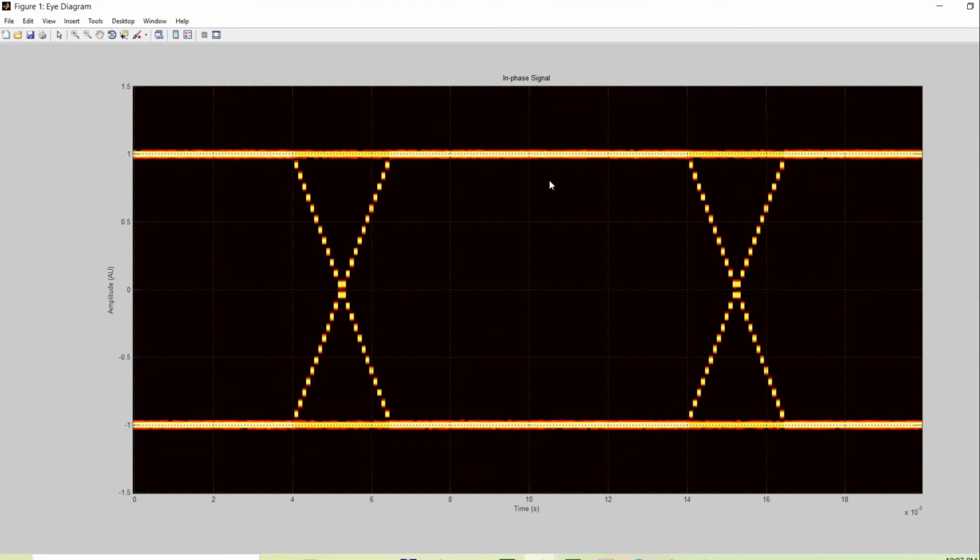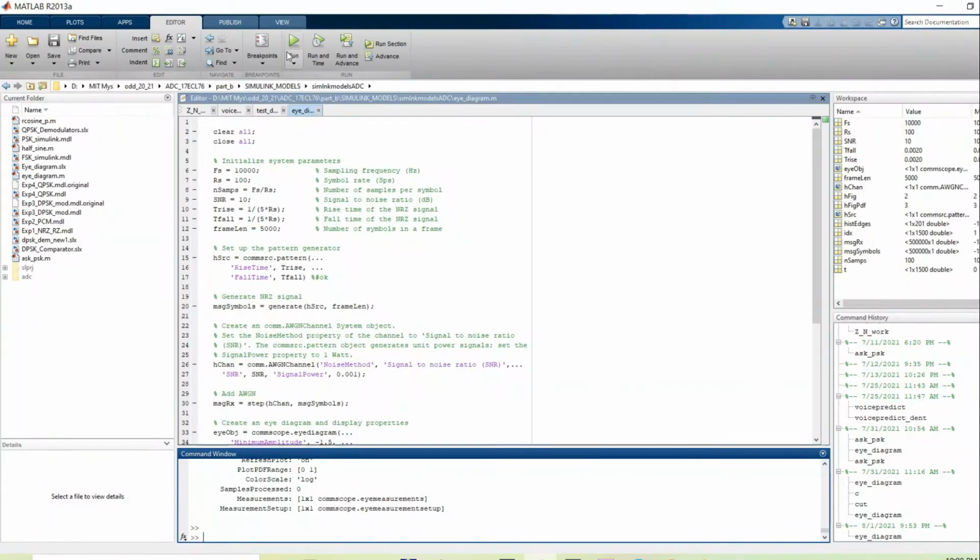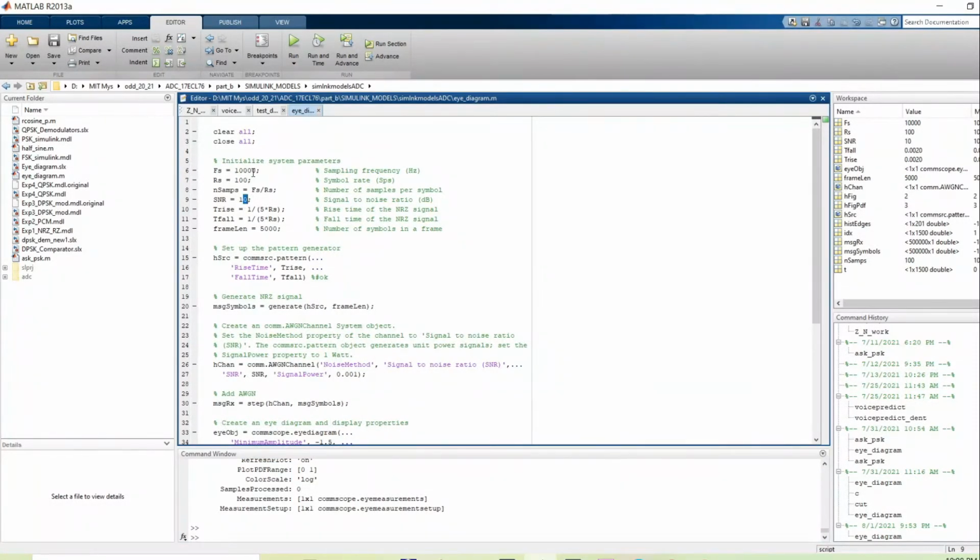Correct? So you can measure different parameters. You can clearly view the difference, right? The distortion, how it changes, zero crossing as well as the peak distortions. Now let us further increase the signal to noise ratio and check what will be the result.